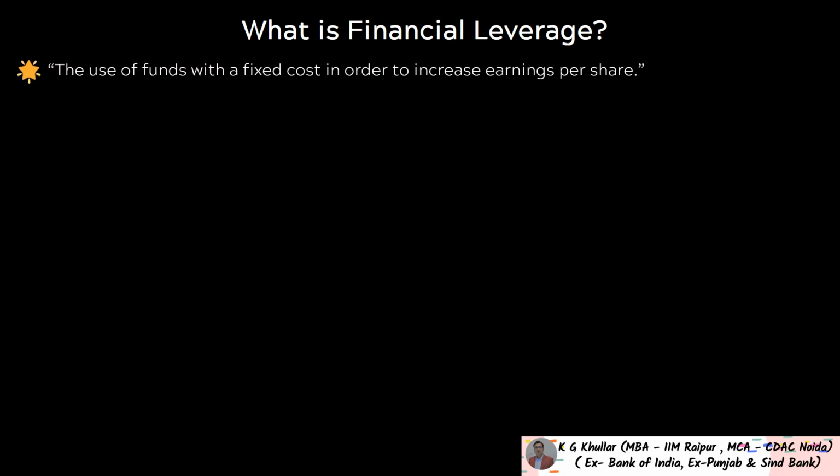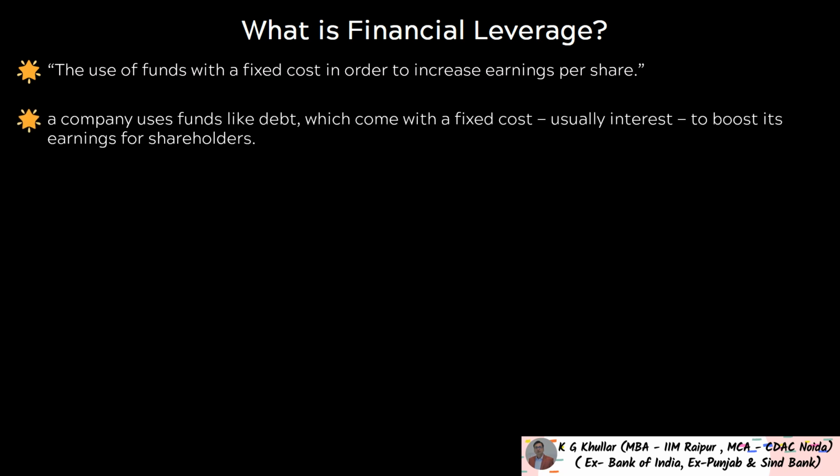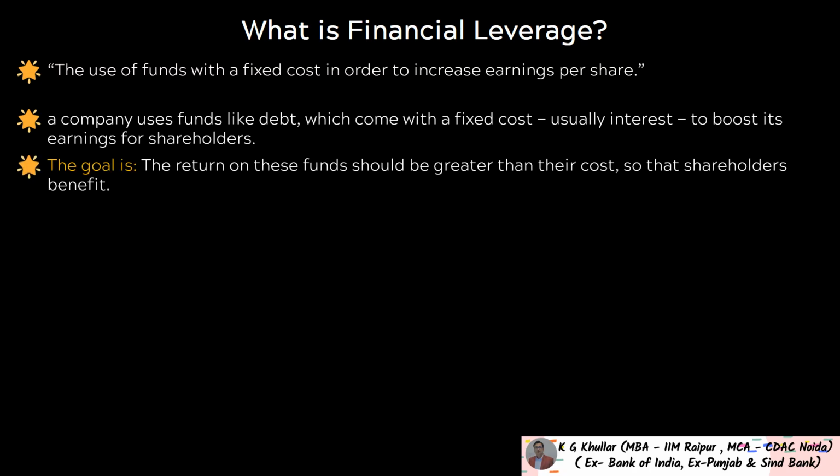So friends, financial leverage refers to the use of funds with a fixed cost in order to increase earnings per share. In simple terms, a company uses funds like debt, which comes with a fixed cost, that is interest, to boost the earnings for shareholders. Now, this is done with the hope that return from using these funds exceed their cost, thereby benefiting the shareholders.